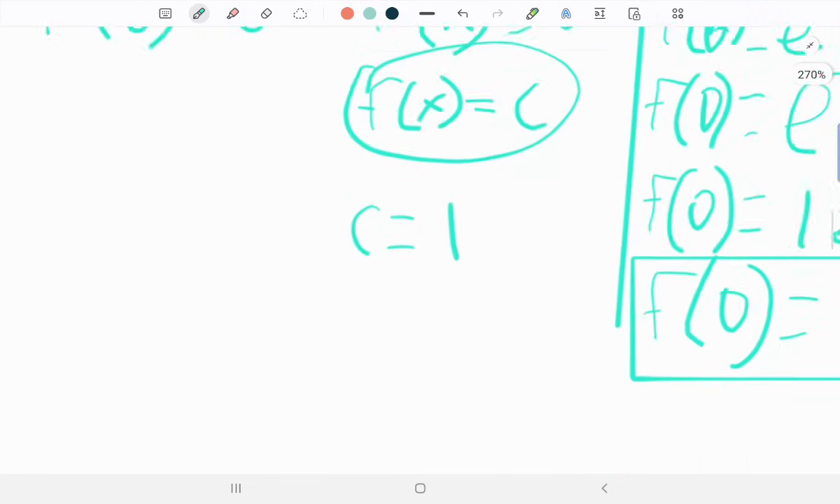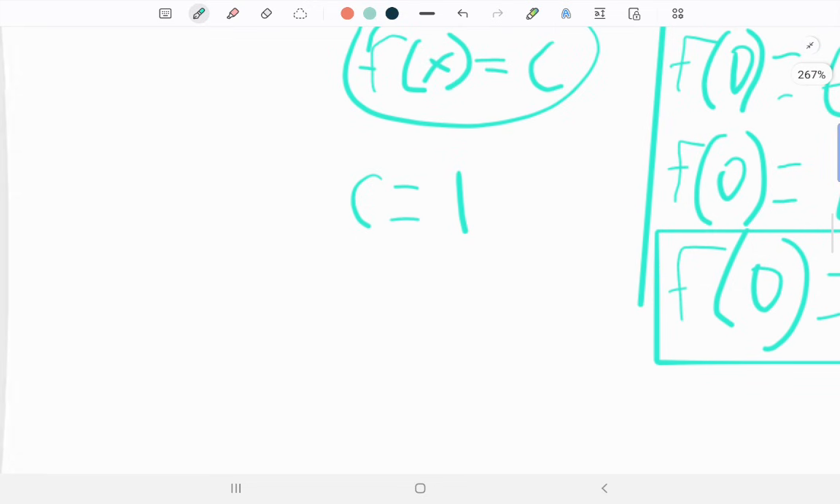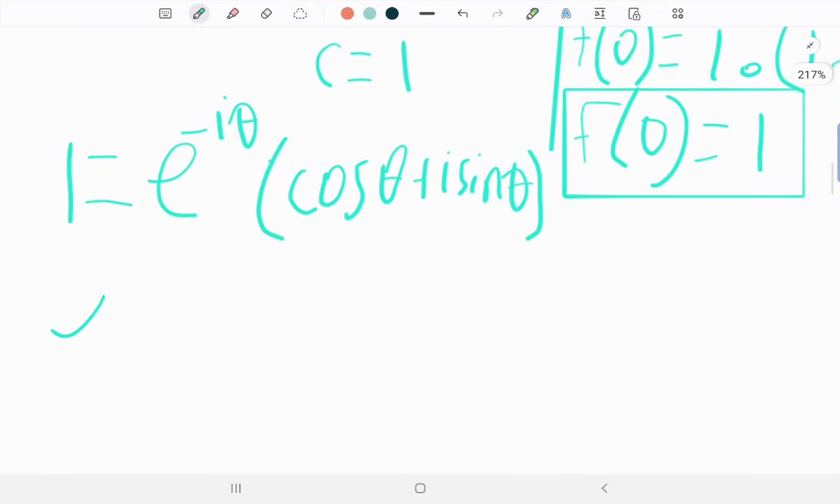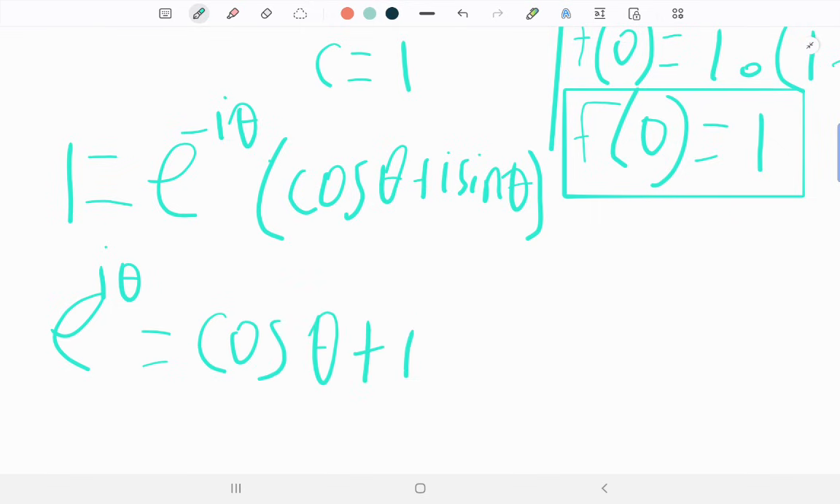So therefore, we can simply apply it again. 1 is equal to e to the negative i theta times cosine of theta plus i sine theta. Therefore, e to the i theta is equal to cosine of theta plus i sine of theta. And that's it.